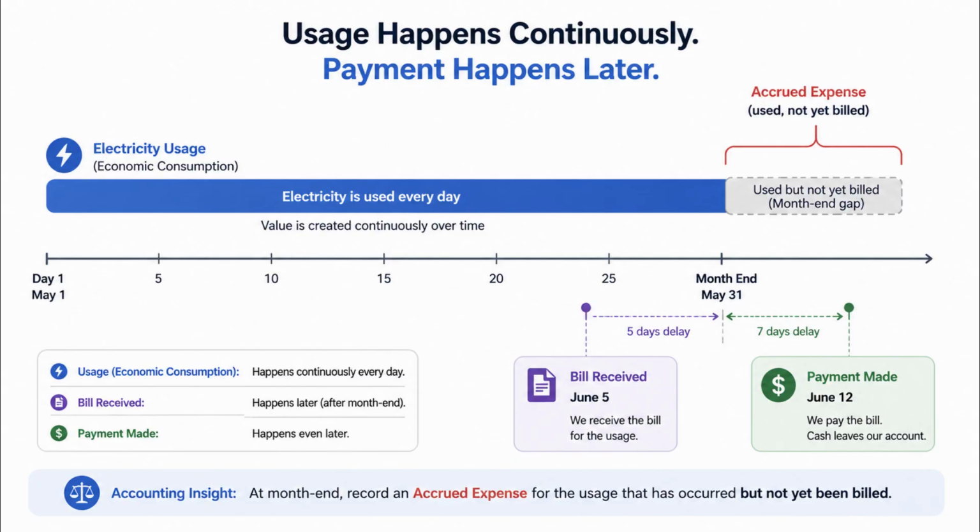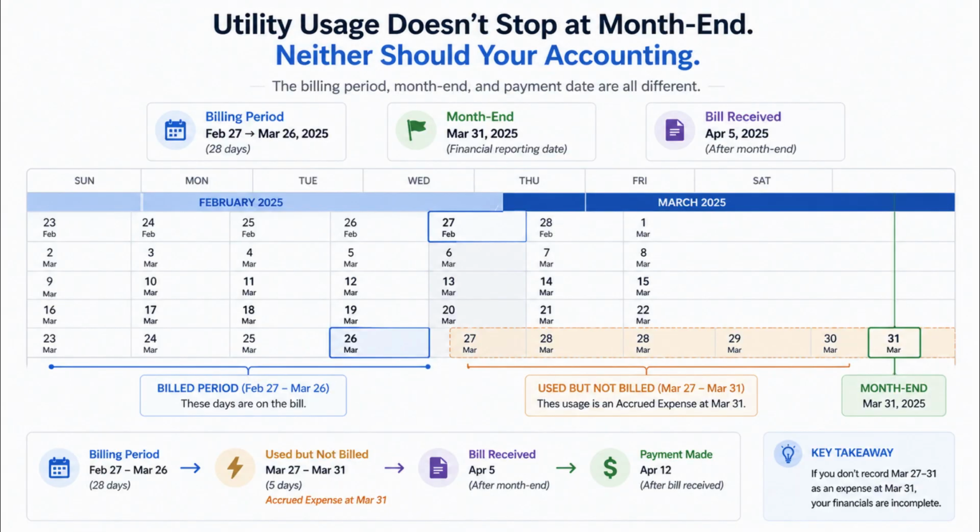In timeline number 2, you have the payment timeline. You receive the bill later. You pay it even later. Payment is delayed. So let's say that your bill covers February the 27th to March the 26th. The month end is March 31st. That means March 27th to March 31st has been used but not billed yet. If you ignore this, your March expenses are understated.